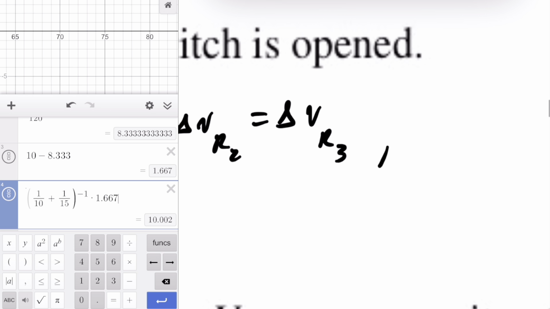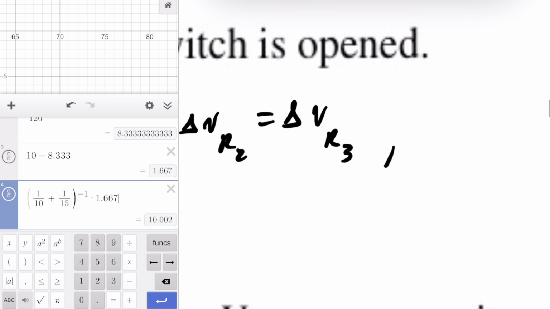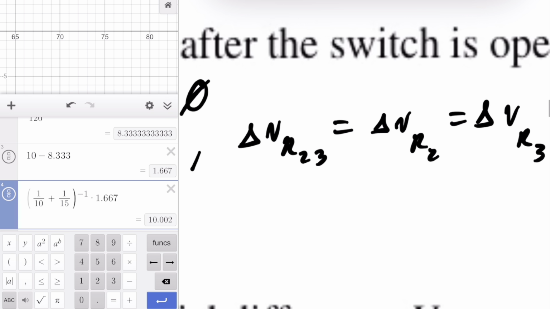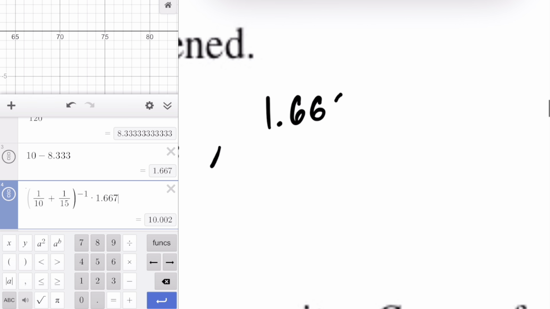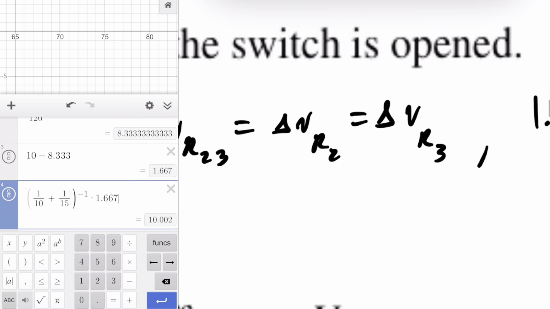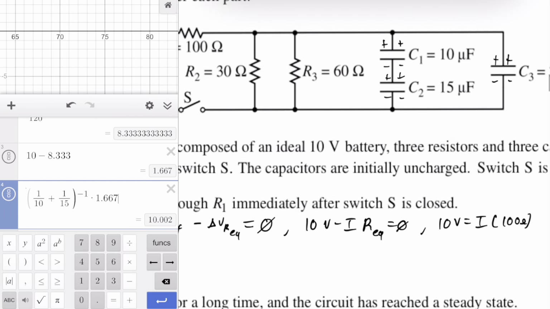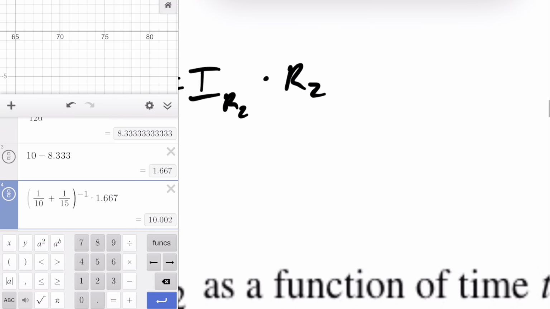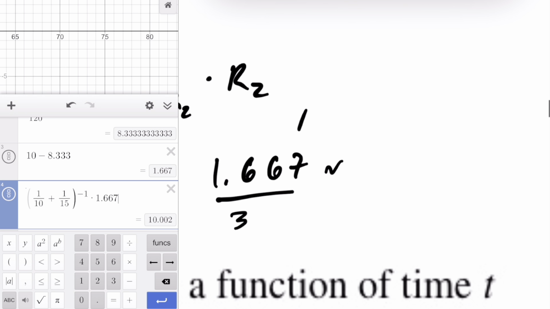So now I can use Ohm's law and say, well, if this R2 was equal to R23, and I said R23 is 1.667 volts, I can say 1.667 volts is equal to the current going through R2 times R2. And what was R2? I forget, so we're going to go look back at it. It's 30 ohms. So let's go ahead and see. It's going to be 1.667 volts divided by 30 ohms, to get us to our current.